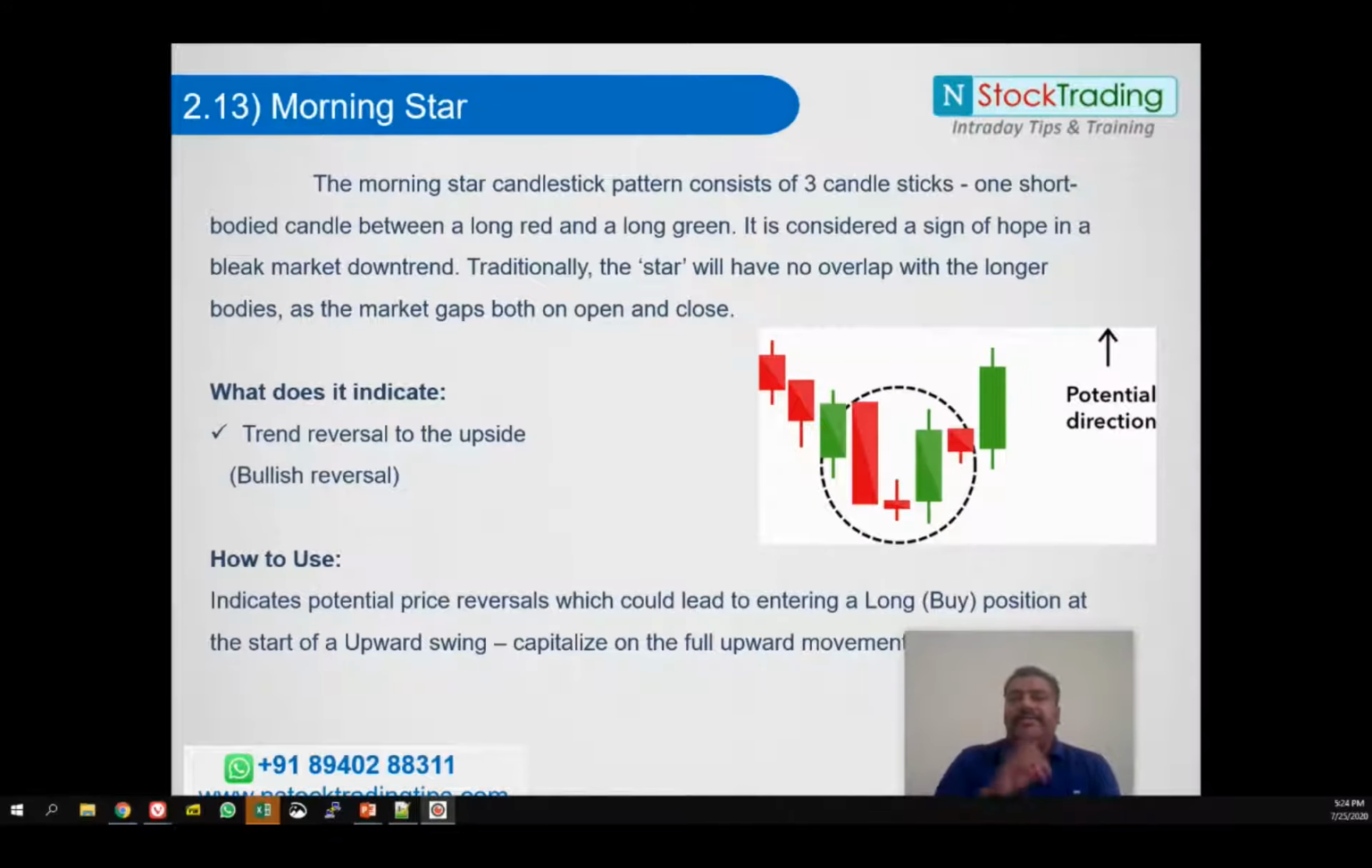For example, in this case, this green is smaller. But suppose it engulfs, I mean, if it goes beyond this, it means the buying pressure is huge, and there is a strong buying pressure on this. Okay, so morning star means there is a reversal with a strong uptrend.